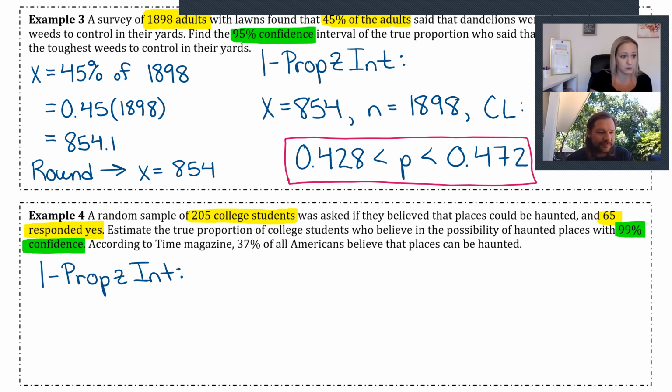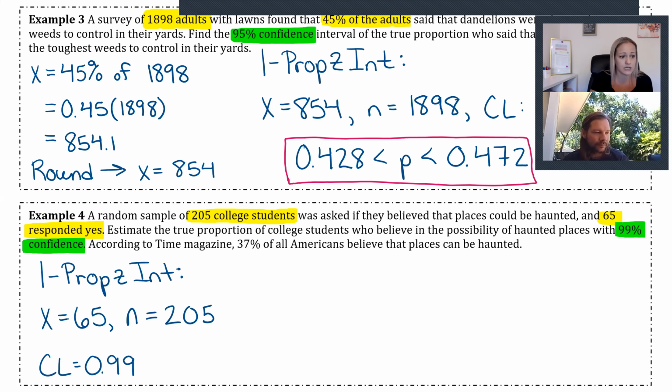Okay, so we're talking about proportions here. So we're going to go to one prop z int. And remember, your calculator only needs 3 pieces of info. It just needs to know x, n, and the confidence level. So x is the number of people who believe that places could be haunted. We're told that number is 65. n is the total number of people, so 205. And our confidence level is 99%, so 0.99.